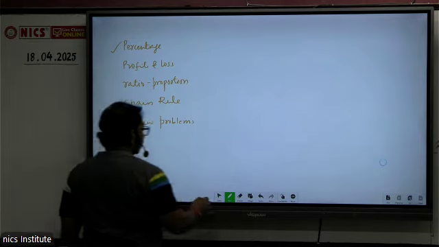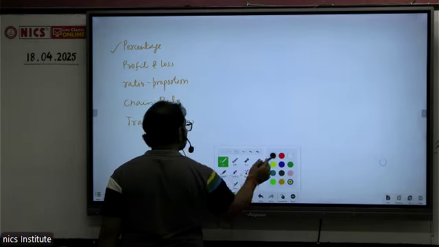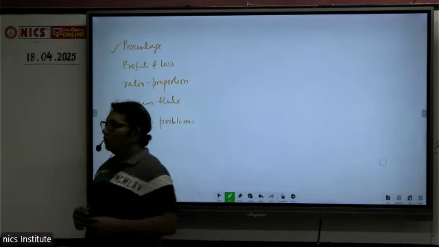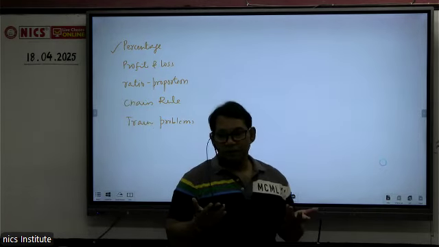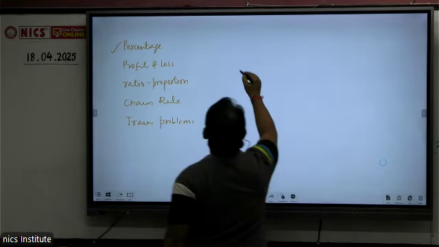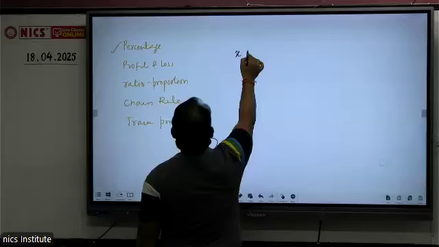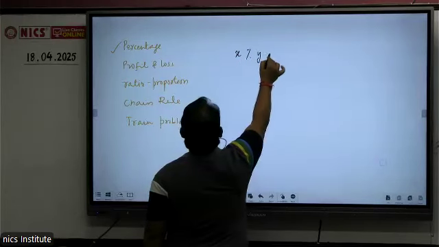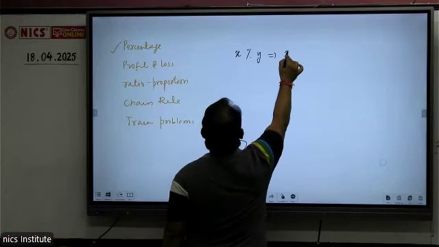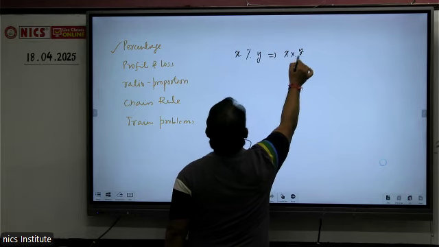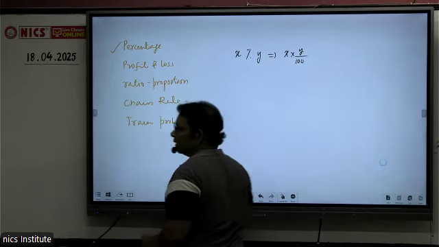परसेंटेज से शुरू कर लेते हैं. You know how to find percentage of something, वो तुम्हें already मालूम है. If you want to find x% of y, it is always x into y by 100. That's how you find the percentage.